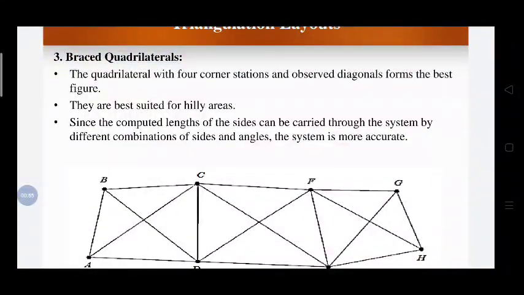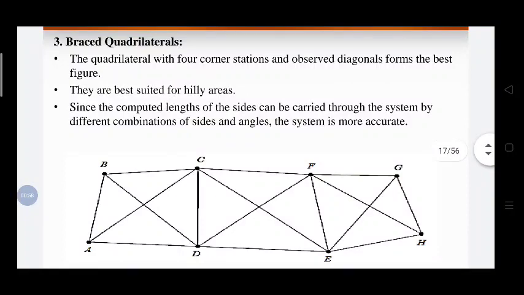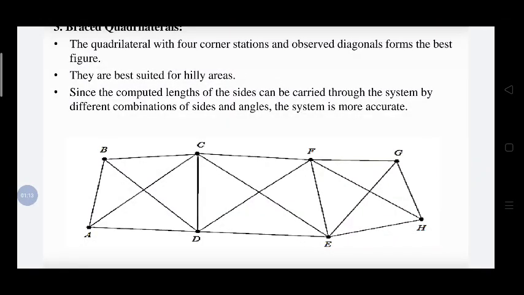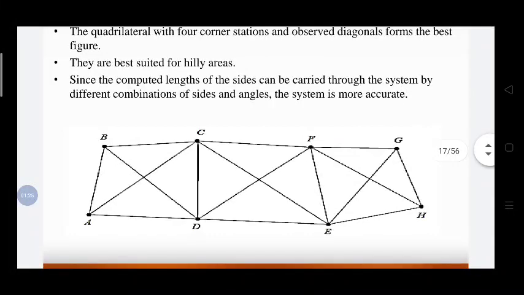Third is the brace quadrilaterals. The quadrilateral with four corner stations and the diagonals form the base figure, and these brace quadrilaterals are suited for hilly areas. The length of the sides can be calculated through any direction. In case of brace quadrilaterals, there are different combinations of sides and angles. As you can see in the quadrilateral, there are a number of triangles, so you can have the checks from any side of the quadrilateral. Thus this system is more accurate.